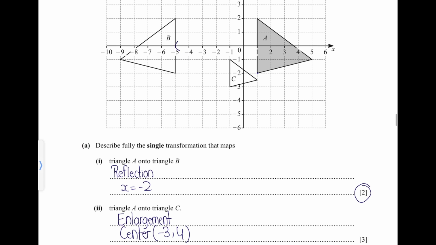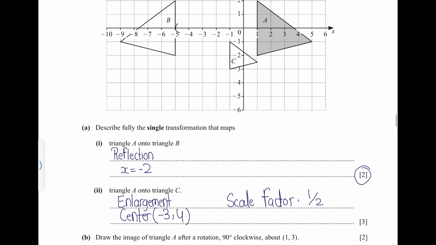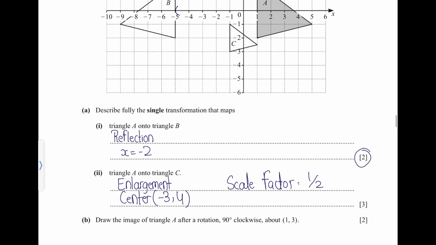Triangle A to triangle C, you see that this is effectively halved. So A was, let's say, 4, so C is 2, so it is effectively halved. So scale factor is 1/2. I thought initially that it would be C to A, mostly it's that, but be careful to read which shape to which shape, because if it had been C to A, then it would be 2.